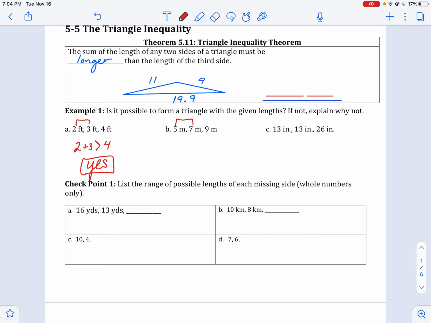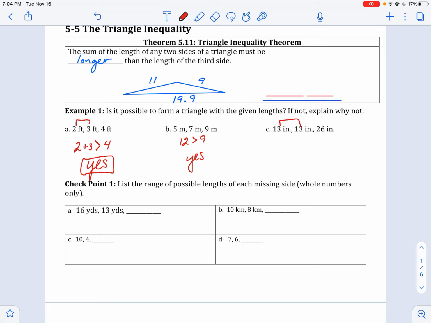Here again in example B, I would try the smallest two. Those add up to 12, which is greater than 9. So that should work. I could also check 7 and 9 is bigger than 5, or 9 and 5 is bigger than 7.